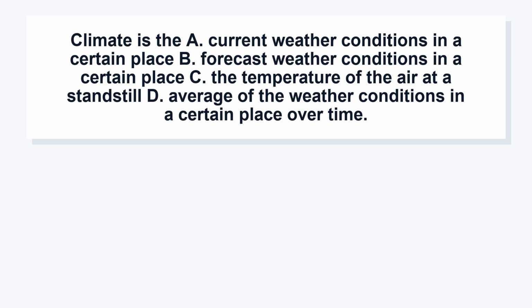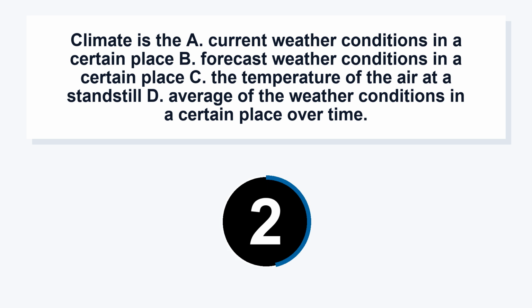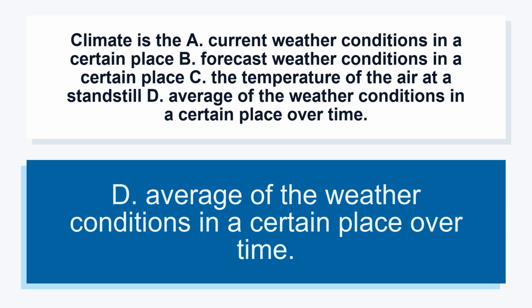Climate is the A. Current weather conditions in a certain place, B. Forecast weather conditions in a certain place, C. The temperature of the air at a standstill, D. Average of the weather conditions in a certain place over time. D. Average of the weather conditions in a certain place over time.